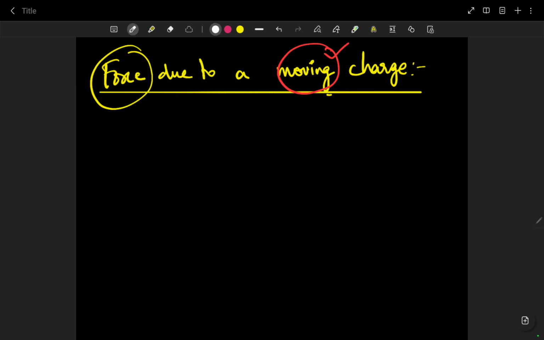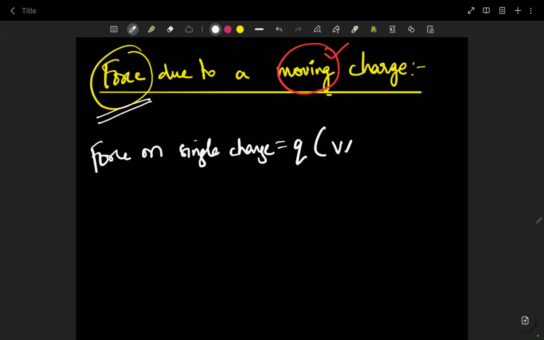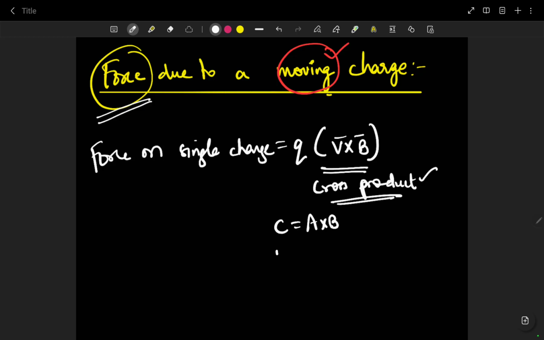So since this discussion is extensively discussing about force, right? It's talking about force. So how do you measure the force on a single charge is what we will be discussing, which will be equals to Q V cross B. So that means over here also you can use a cross product rule again. You can just say C is equals to A cross B. So A is my force, sorry, C is my force, A cross B is V bar cross B, right?